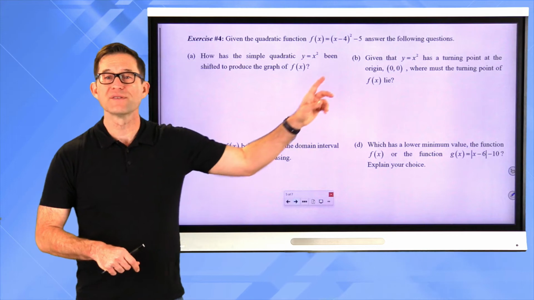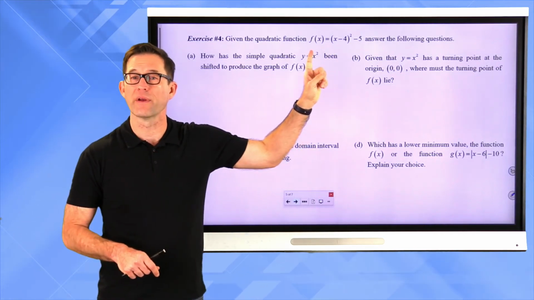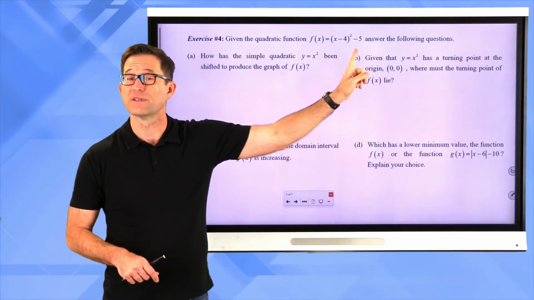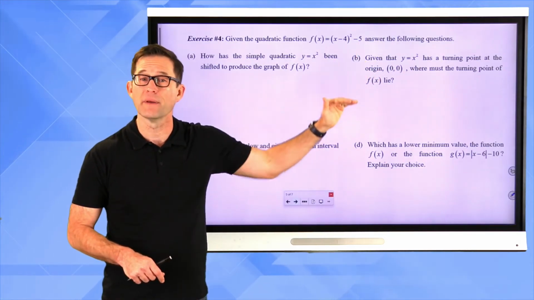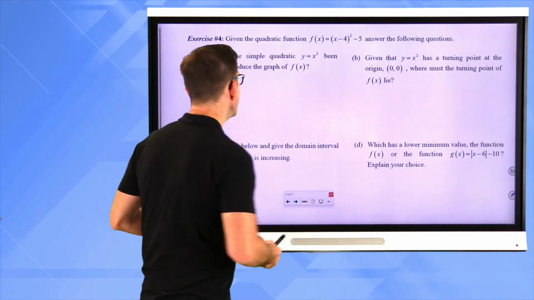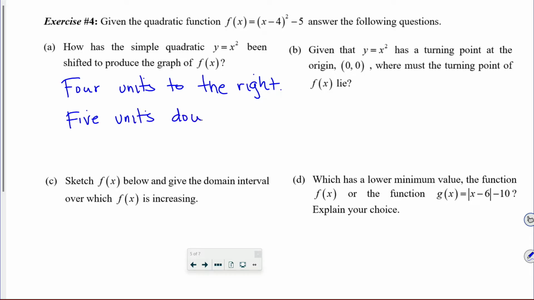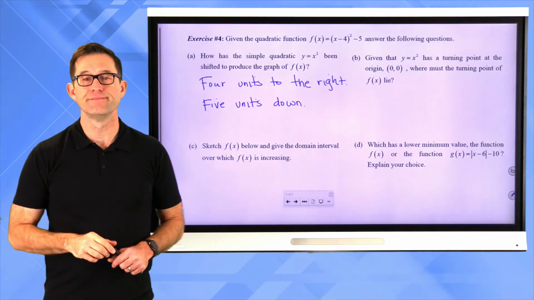All right, well, since we've subtracted 4 from x before even squaring it, that means we've shifted 4 units to the right. And then we subtract 5 from the overall function, and that means we've shifted 5 units down. So we're going to say 4 units to the right and 5 units down.